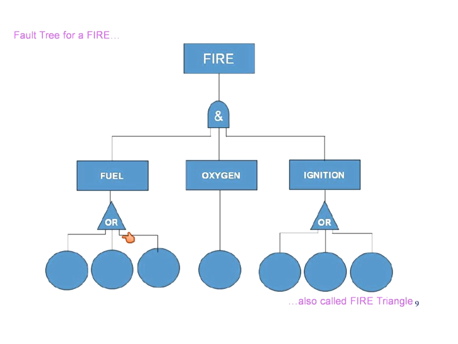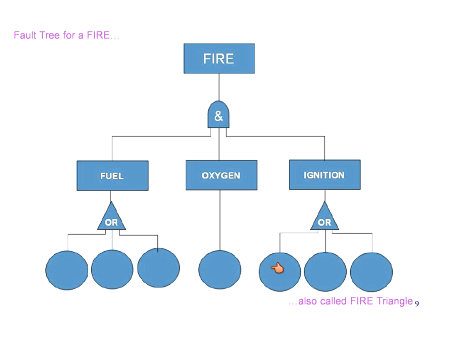So below the fuel we use the gate called OR gate. If solid is there, it will ignite. We need not have all the three at a time. Any one is enough to ignite. That is why solid or liquid or gas. Oxygen, no option. It is 100% available. It should be there. It is existing naturally.